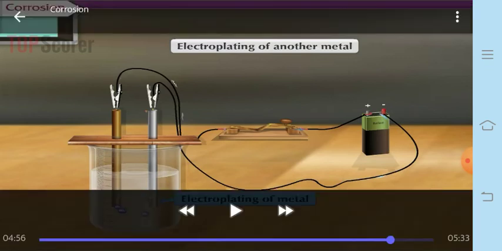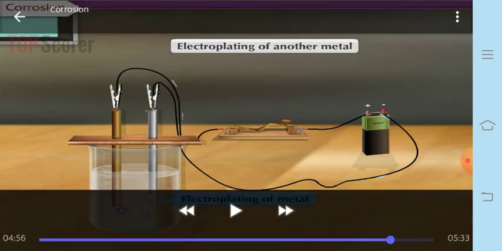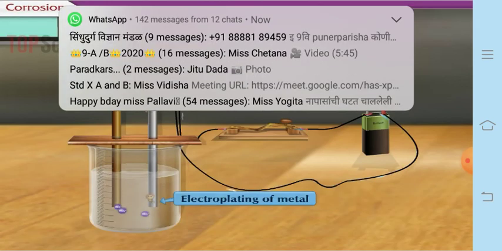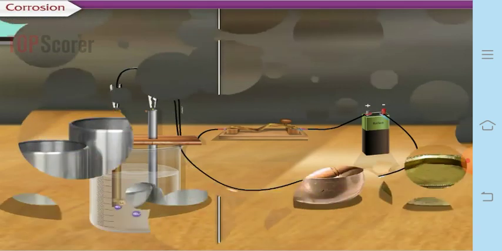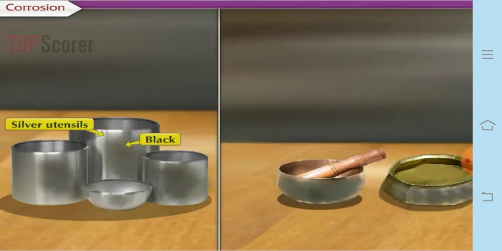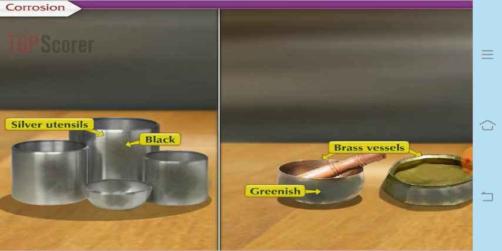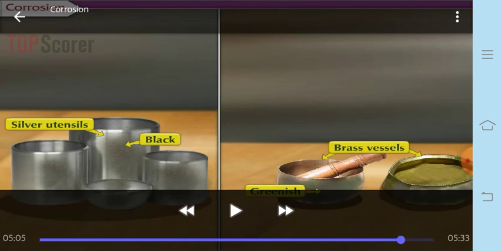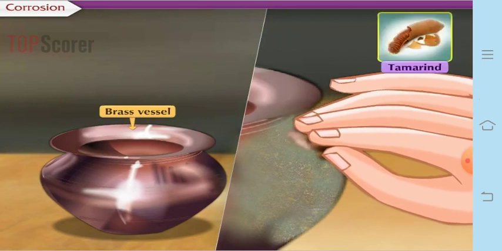You are going to study this further in the next chapter, so let us study that in detail there. Now let us move on. Electroplating of another metal can also be done. It also happens that silver utensils, which you might have in your house, become black after some time, whereas brass vessels become either greenish or patinated, because they also come in contact with atmospheric components. So brass vessels become blackened.